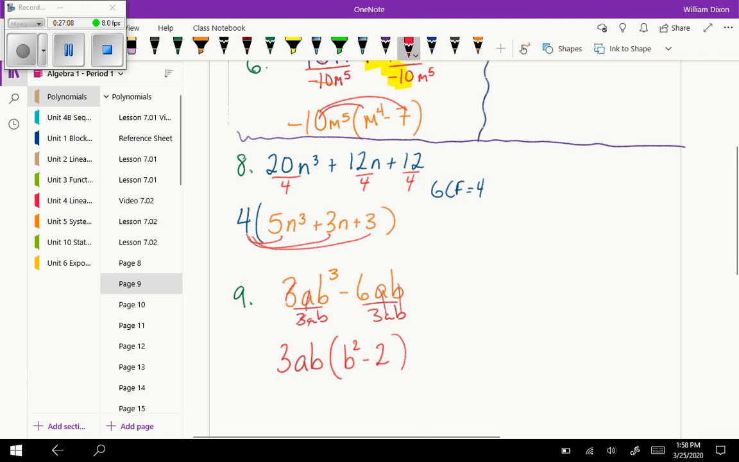Anyway, that's it. So a little shorter video, very little, but still shorter. All right, that is factoring using the greatest common factor. As I said to you before, very important concept. Take your time with it.